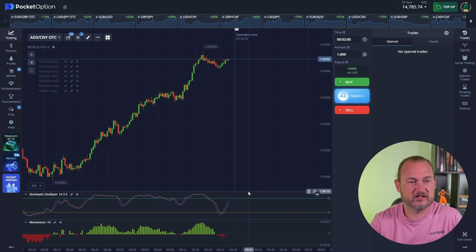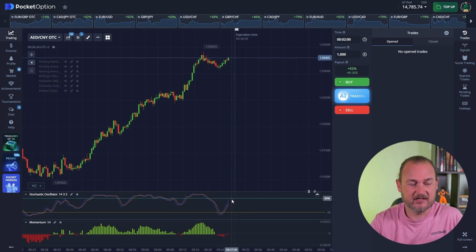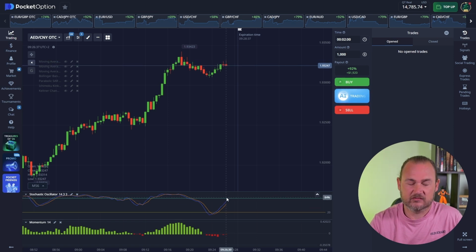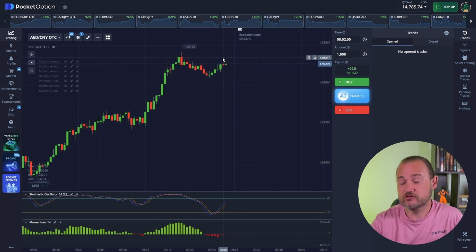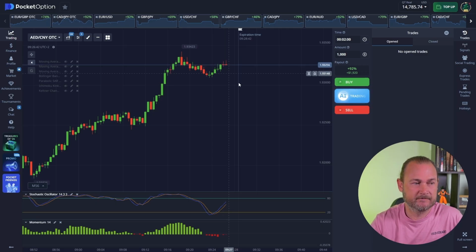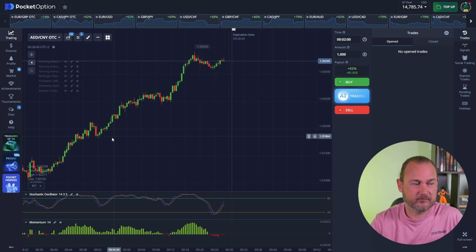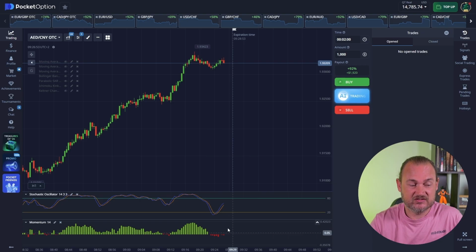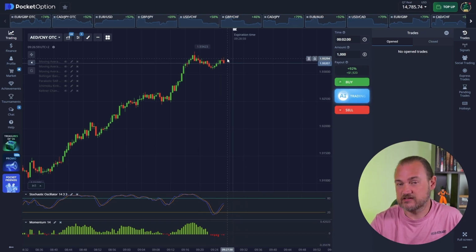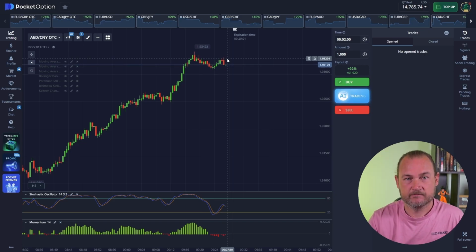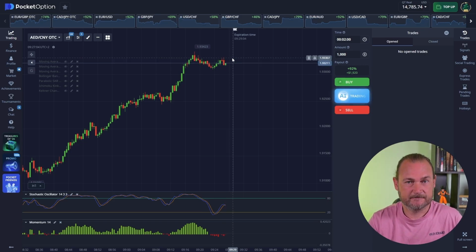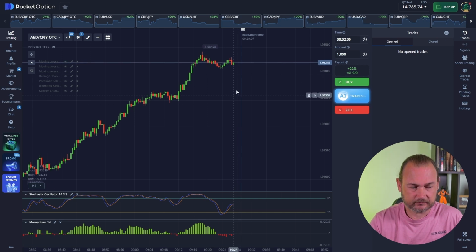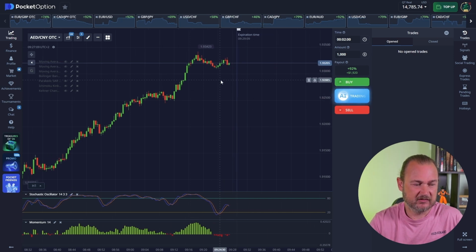Okay, so we're going to look for areas where the stochastic is entering the overbought area, because we are in a bullish trend. We're going to do the exact opposite if we are in a bearish trend. But we're looking for areas now where the stochastic will enter the overbought zone. Once it enters the overbought zone, I need to see a switch in momentum, either on the candle where the RSI actually moves into the overbought zone, or the next one. If that doesn't take place, I'm not going to take an entry. Okay, so that's what our strategy is going to look like.